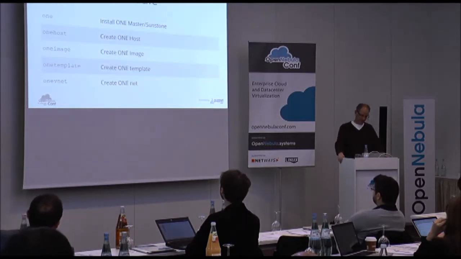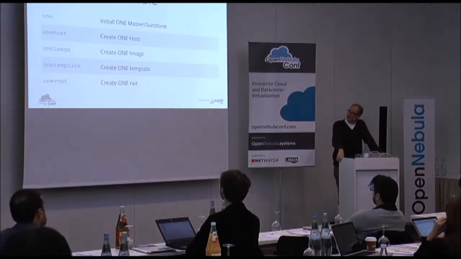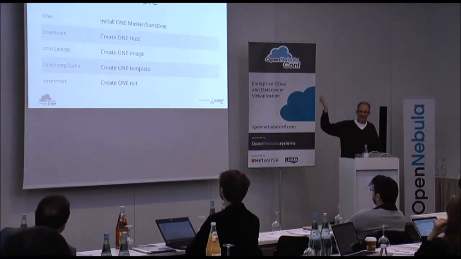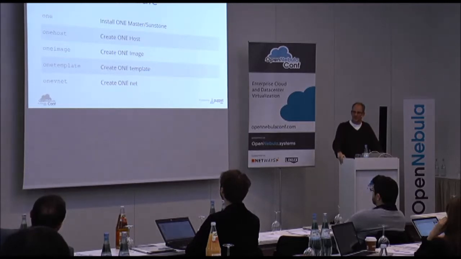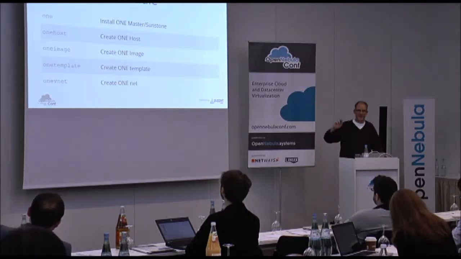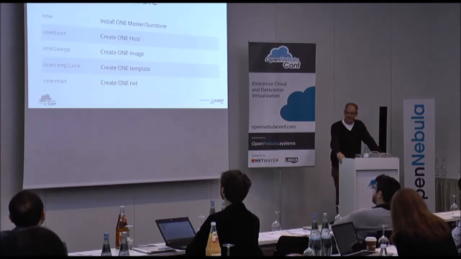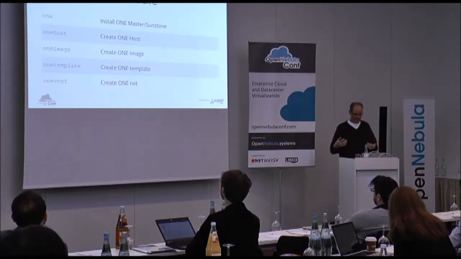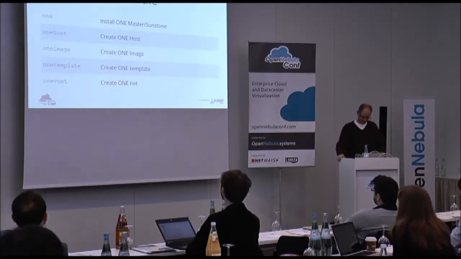There's an OpenNebula class, I guess is how you would describe that. If you include that on a node, it actually installs OpenNebula for you. It installs the OpenNebula master and Sunstone and all that. And then there's various resources to describe things. They're all named the same as the command line tools: one host, one image, one template. It's pretty obvious what they do. But with that, you can describe all these things in your Puppet manifest.